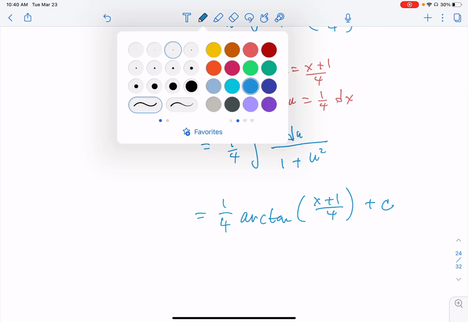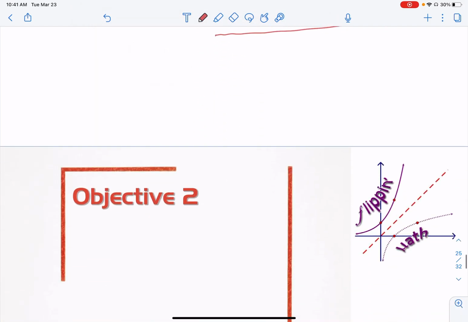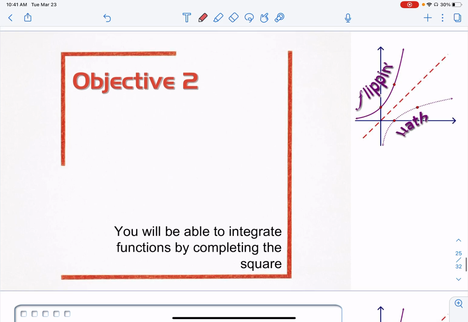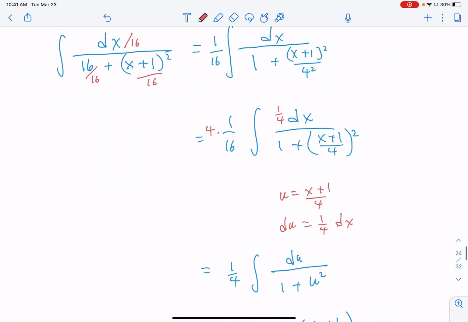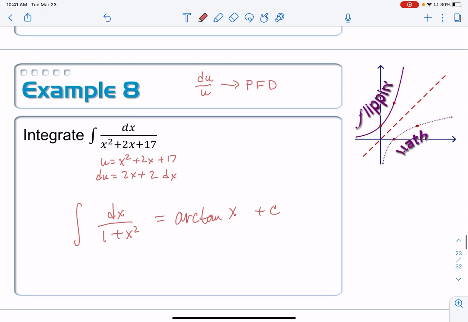So this is the process that we are going to try to wrap our heads around for the second objective. Specifically, what we're trying to do is be able to integrate these complicated rational functions by completing the square, and this is happening when I don't have a du over u like we saw here. Instead, the difference between these is a quadratic.